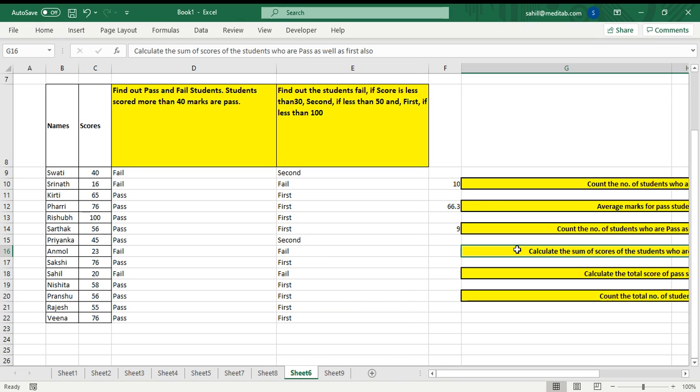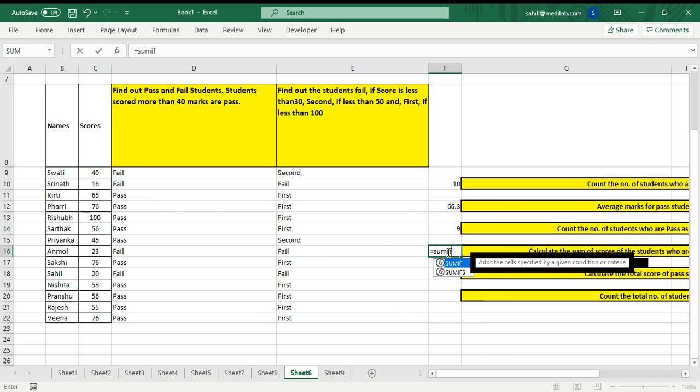Calculate the sum of scores. Sum of scores is the operation, and the criteria is students who are pass as well as first. We need to do a sum here with two criteria, pass as well as first. So what we need to do is a sum operation with IFS. Why IFS? Because more than one criteria. Equal SUMIFS, sum range, the range on which we need to perform the sum. So I selected these scores.